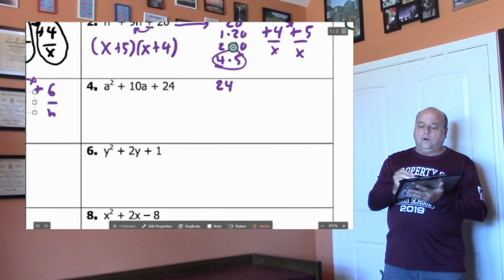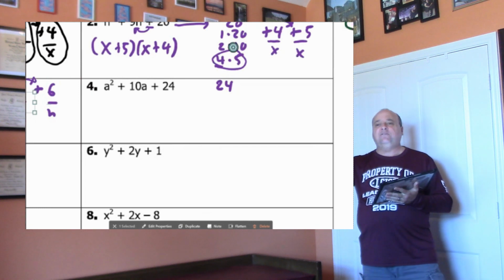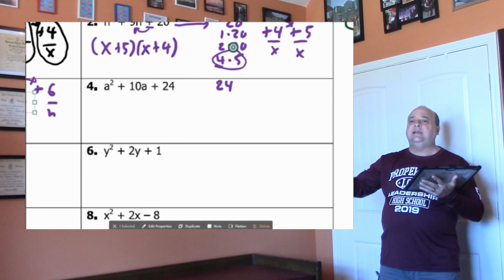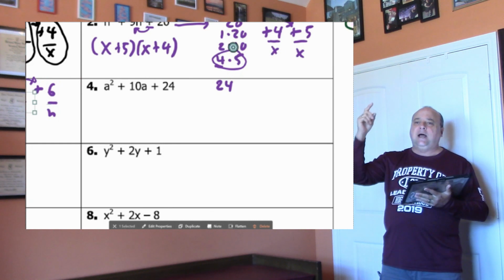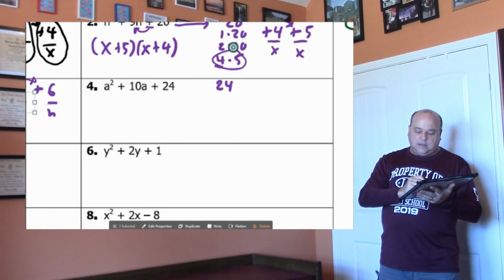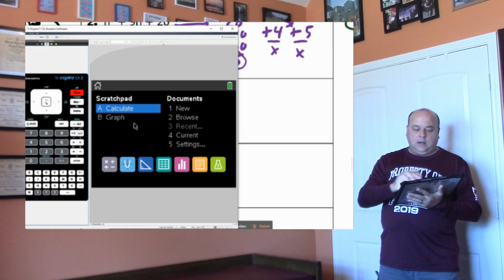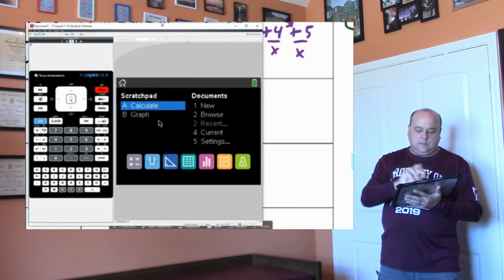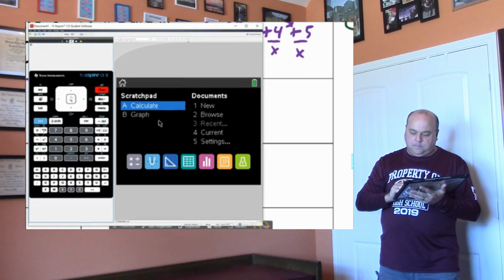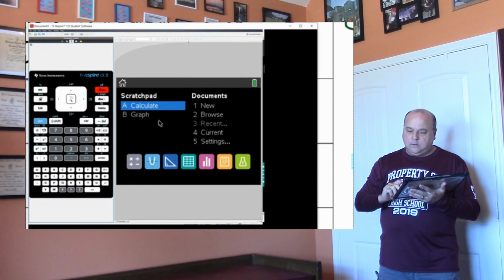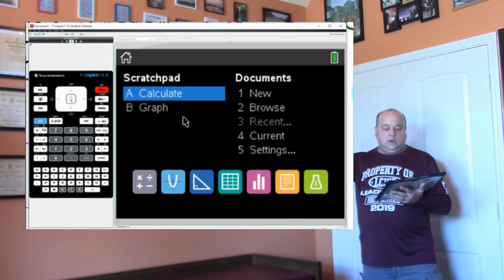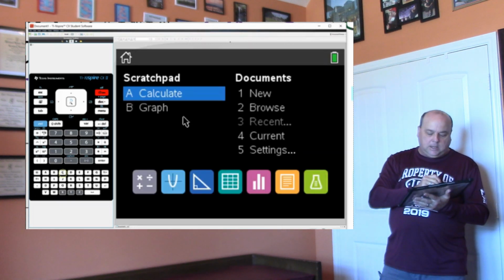Write down 24. Now then, I'm going to show you how to get the factors on the calculator. And this is tedious. If you're doing this, it takes time. If you can't multiply and divide, you've got to do this. Okay, so I'm going to go to the calculator. Let me make this calculator a little bit bigger. Excuse me, okay, and I'm going to go to graph. I'm going to click B for graph.